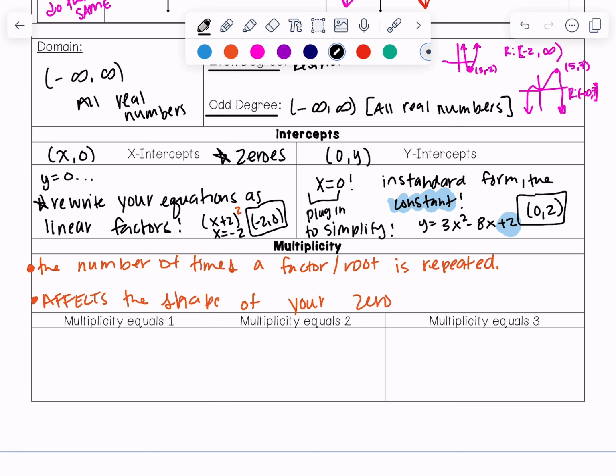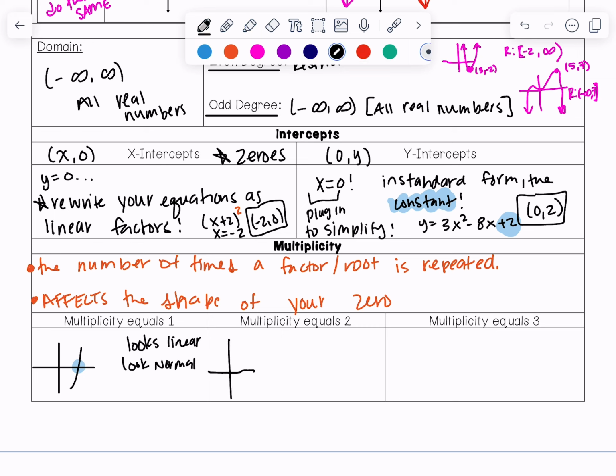So if we have a multiplicity of 1, then your 0 actually looks linear. A lot of people just call this normal. It just crosses your x-axis. Nothing weird happens. It just crosses your x-axis like you're used to drawing graphs, any type of graph you've ever drawn before. So multiplicity of 1, you just have it once, it just goes through your x-axis.